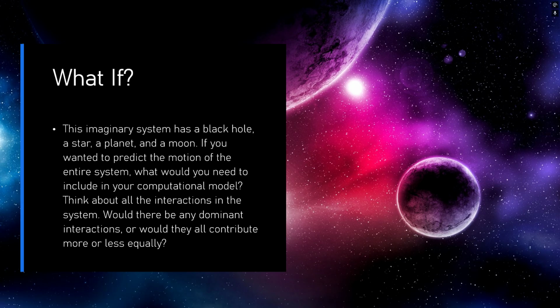So, here's the big what if question. What would you really have to take into account to predict the motion if all of this was in one system? I would say you have to take all of the system into account, but that the black hole would dominate as its mass is so large.